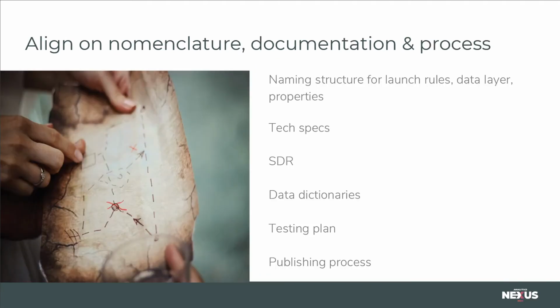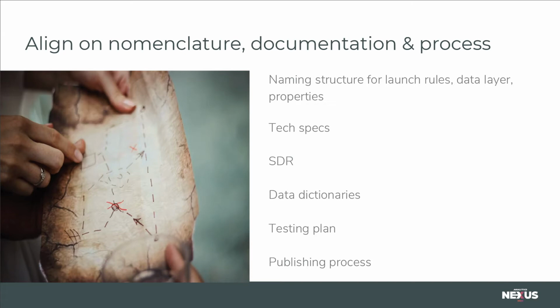The other thing that's key to successful Launch is the alignment on nomenclature, documentation, and process. Everyone hates this. I hate doing this, but it is so key and so important for knowledge transfer, for making sure everyone's aligned on what needs to be done. The list that I provide here is just an example of all the documentation and the process and the nomenclature that you have to think through when implementing a technology like this.